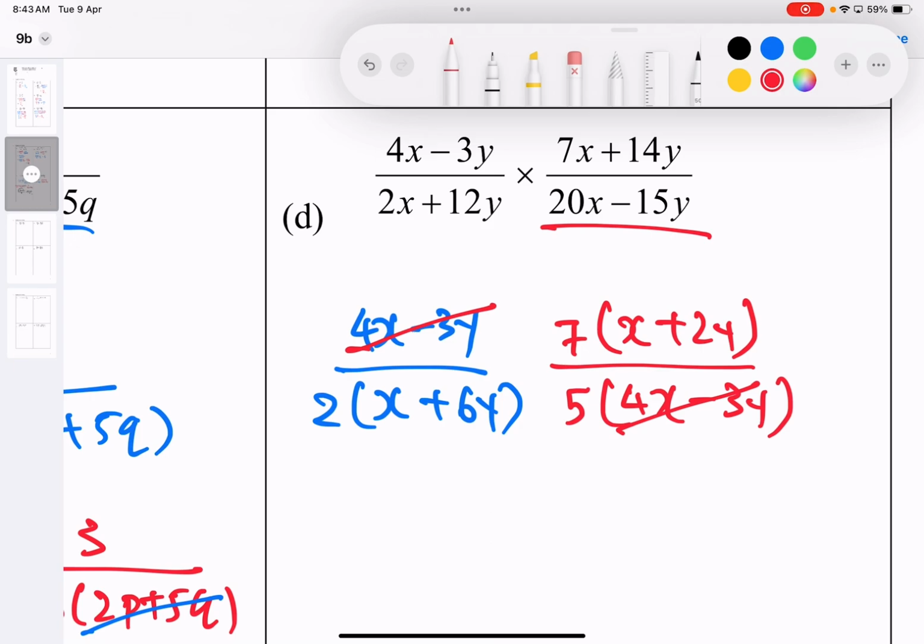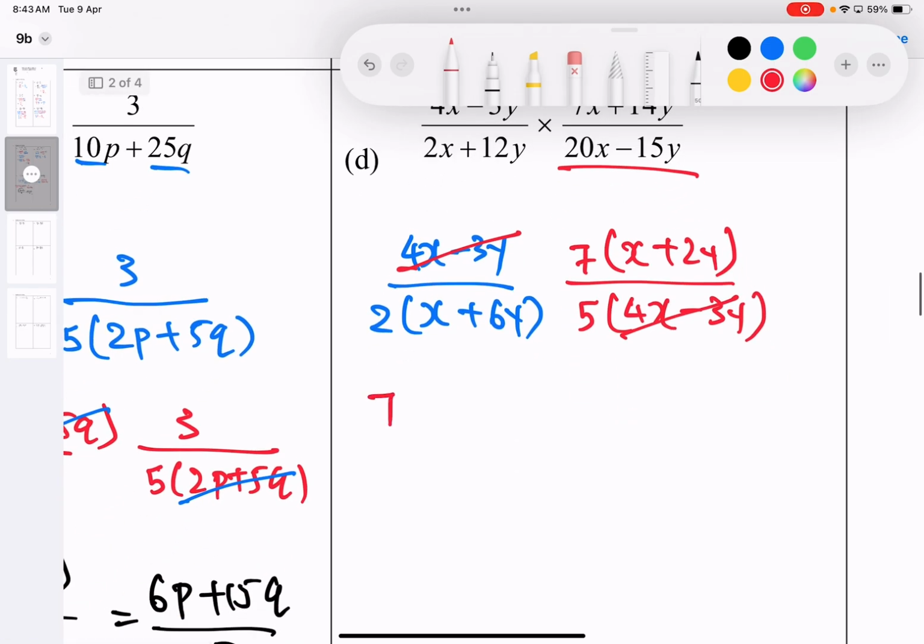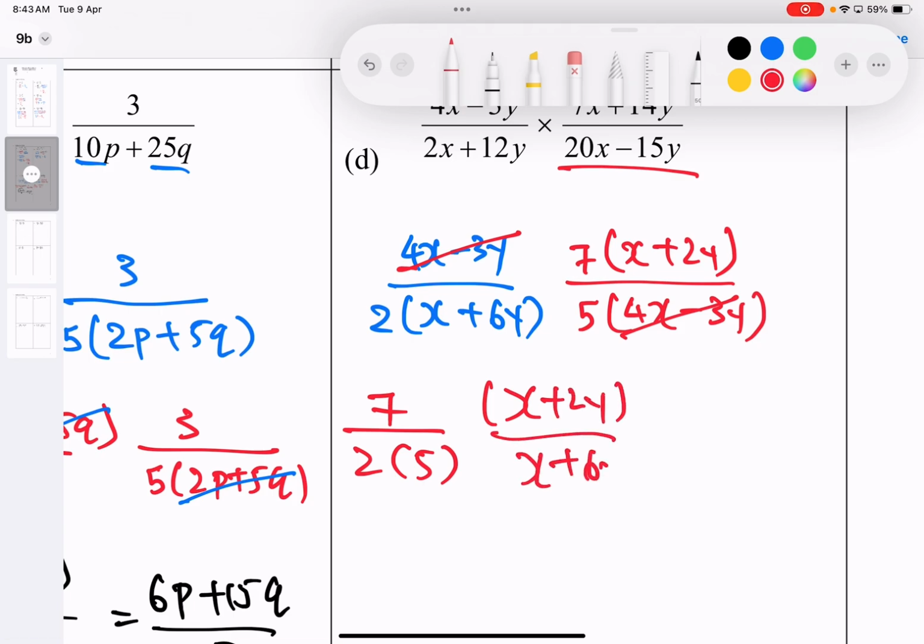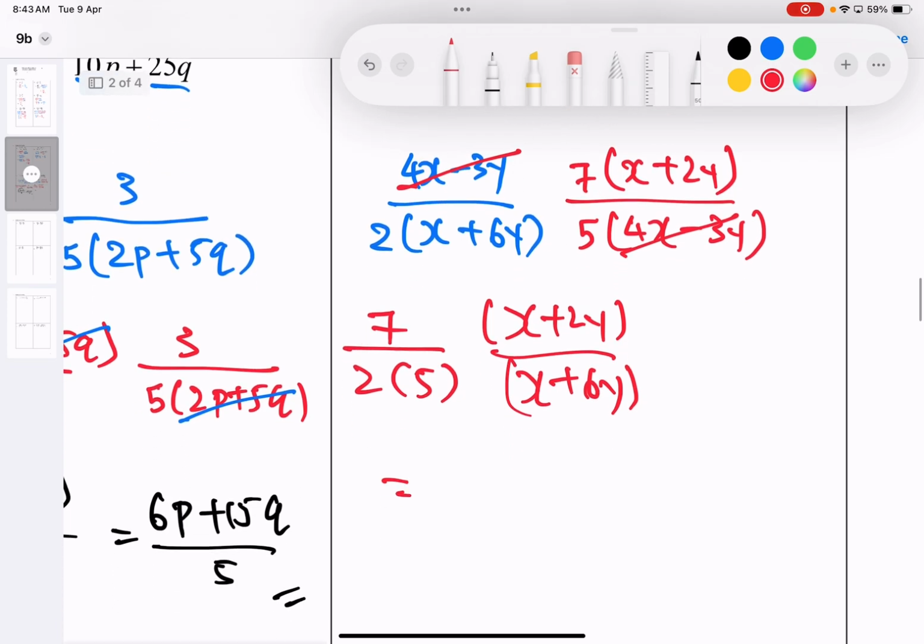So for your final answer, put all the numbers together, 7 divided by 2 times 5. Then I'm going to rearrange x plus 2y over x plus 6y. Use your calculator: 7 divided by 2 times 5 gives you 7 over 10. The fraction you just leave behind because you cannot simplify them anymore.